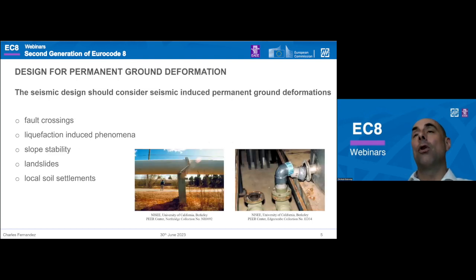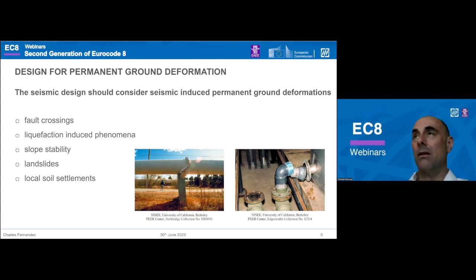The design for permanent ground motion should consider the following induced permanent ground deformations. So first of all, we have to consider fault crossings, then liquefaction-induced phenomena. And these liquefaction-induced phenomena are important, especially if we have pipelines close to facilities, because facilities are usually located close to rivers. And then we have also somehow the problem with liquefaction-induced phenomena.